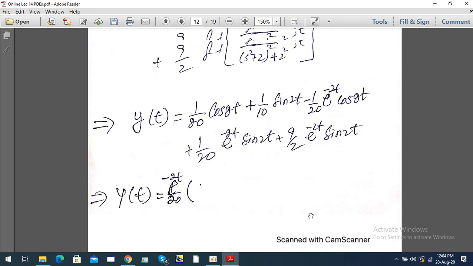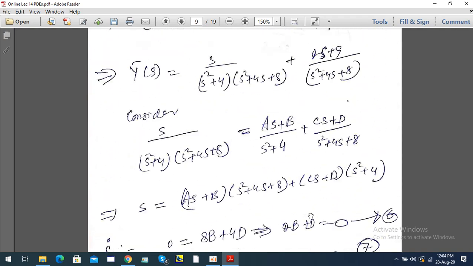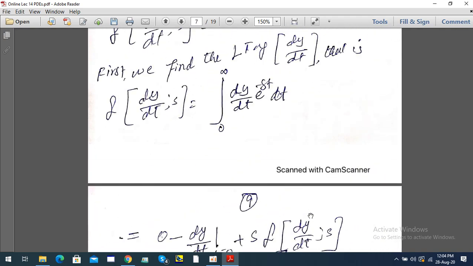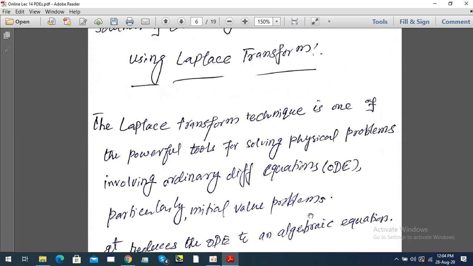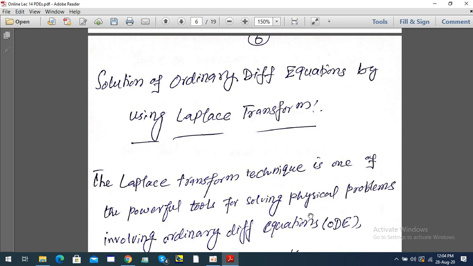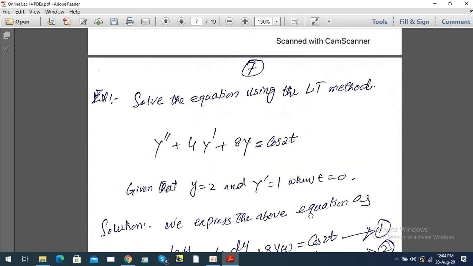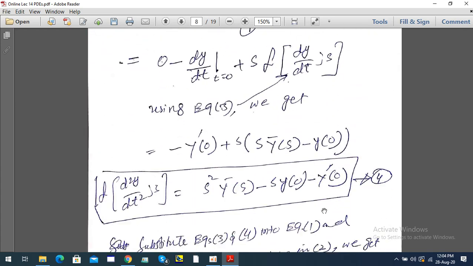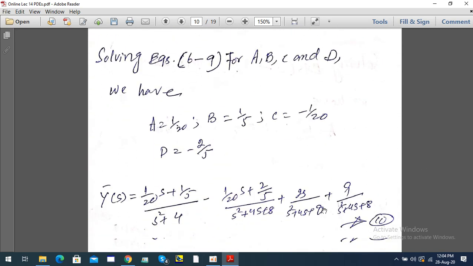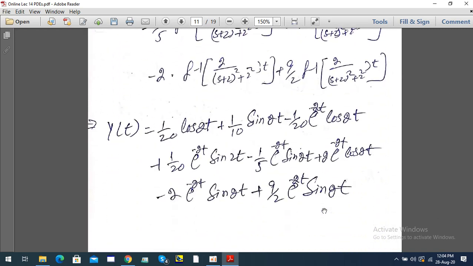Then I will go back to my solution of the partial differential equation. But look at this one. When we put t equal to 0, the result is 2, so it's okay. And when you find dy by dt of the final solution and put t equal to 0, the result is 1, so your solution is okay. This final solution will be correct. Otherwise, there will be some problem.